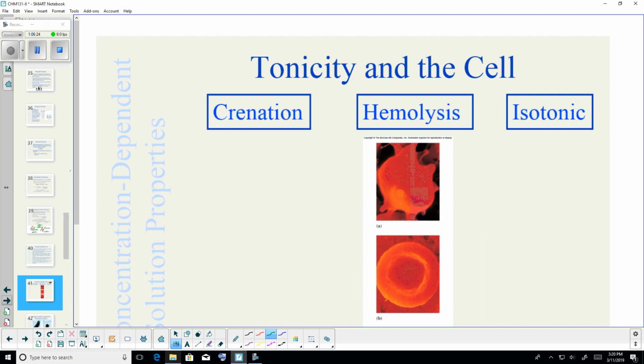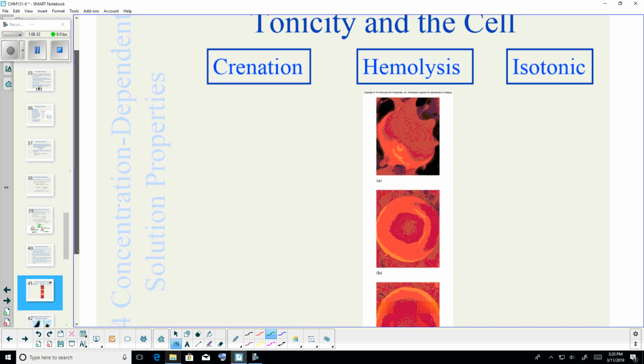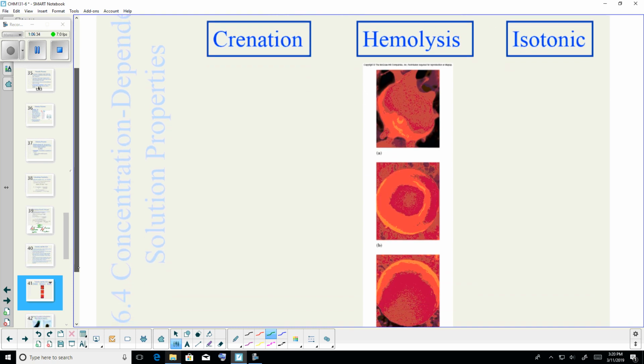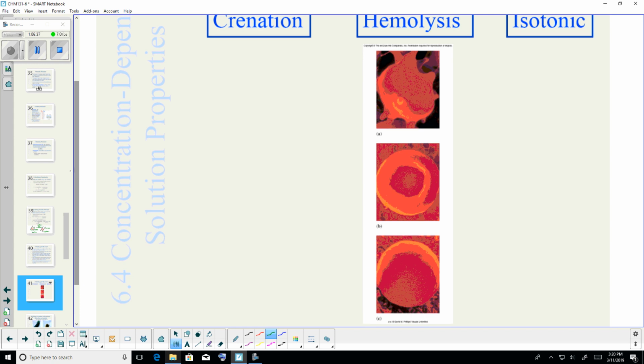I don't know, this didn't transfer very well, but A is crenation. I think B is isotonic and C is hemolysis. I'm not sure, but we use this every day in other terms.